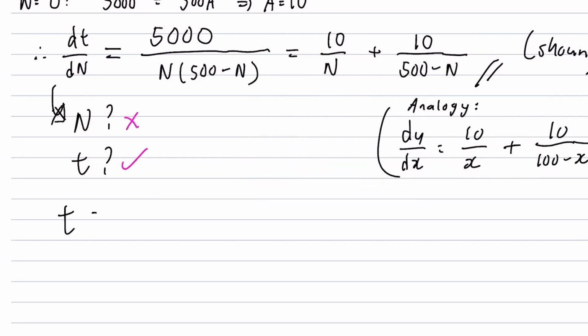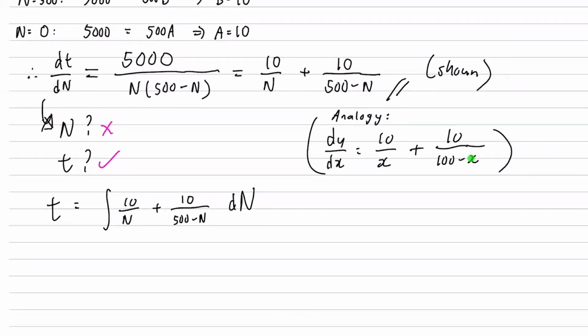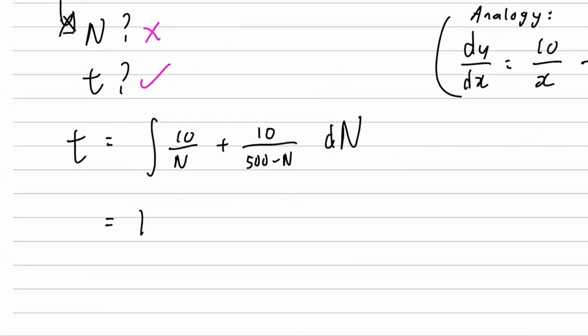Solving for t, we get integrate 10 over n plus 10 over 500 minus n. What's the variable? x, t, or n? n. Very good. You see, the analogy is independent variable x, then you integrate with respect to x. So here it is now changed from x to n. Okay, carrying on. This just becomes 10 ln modulus n plus 10 times ln of 500 minus n.